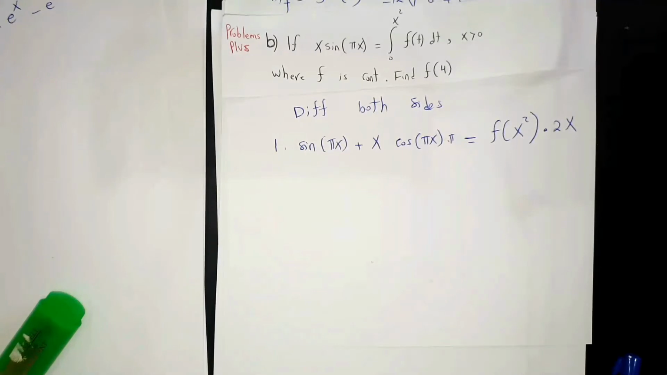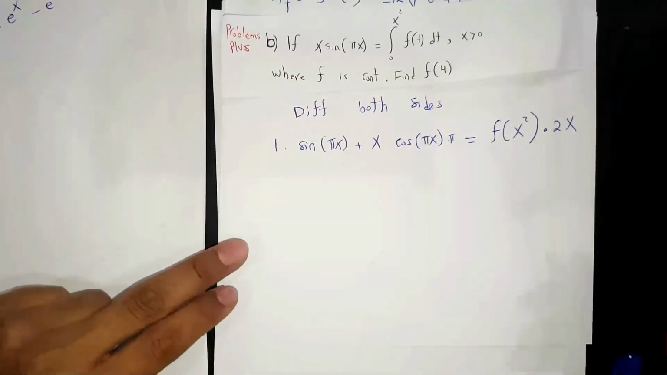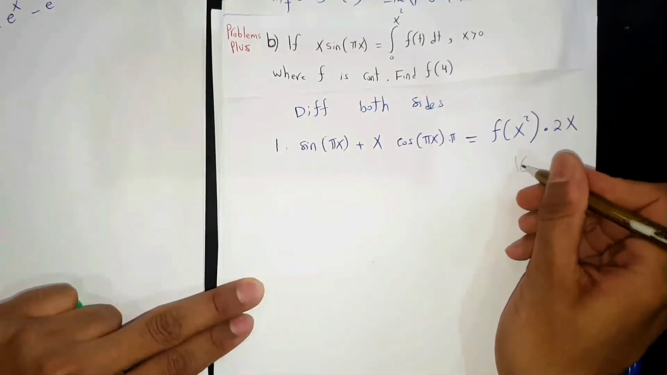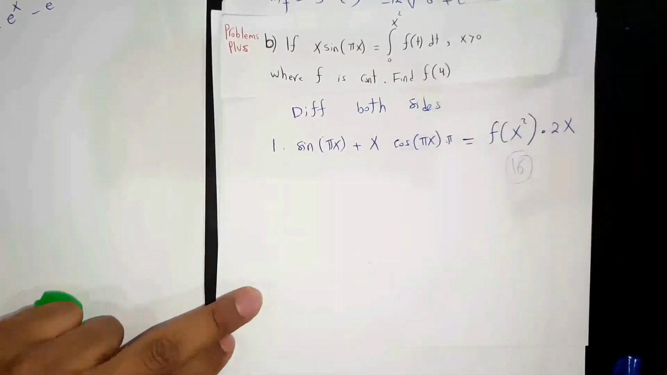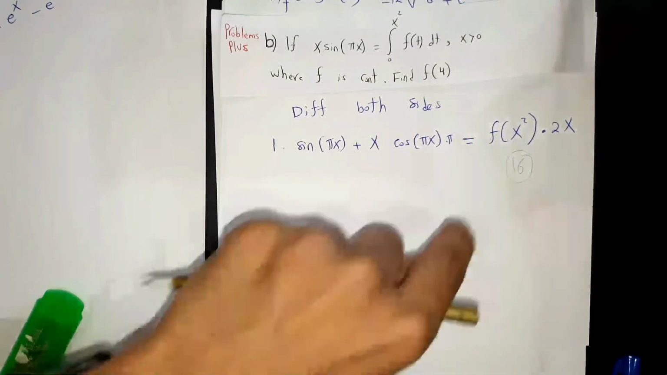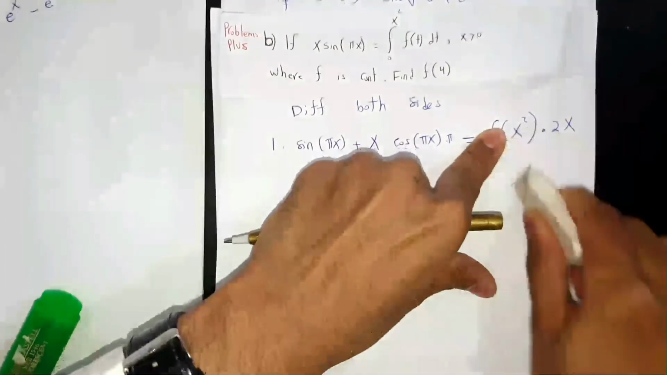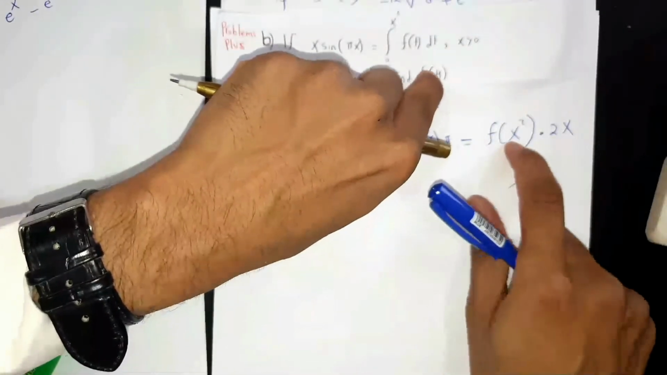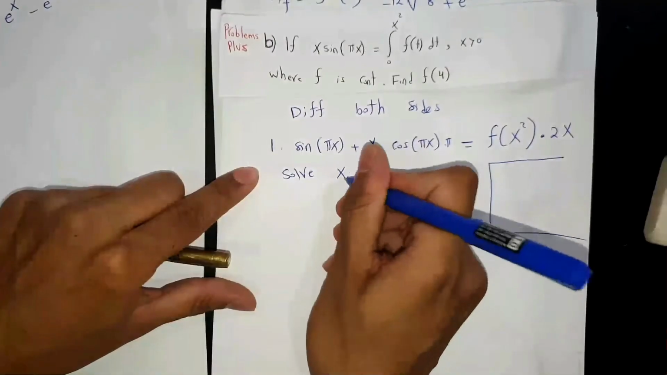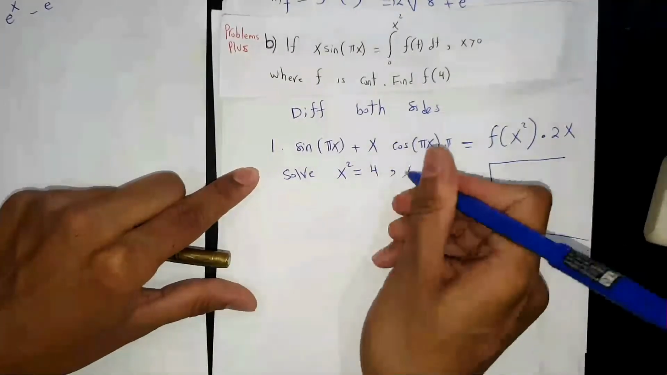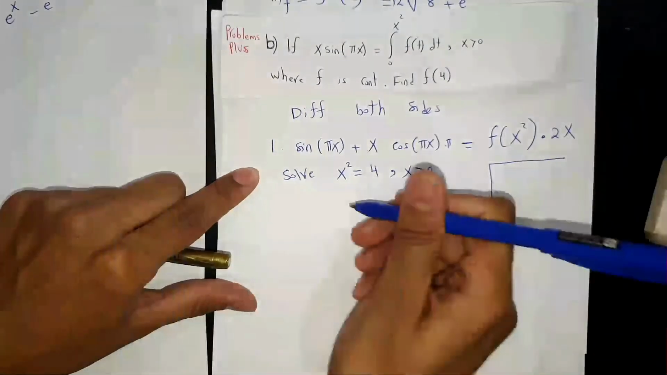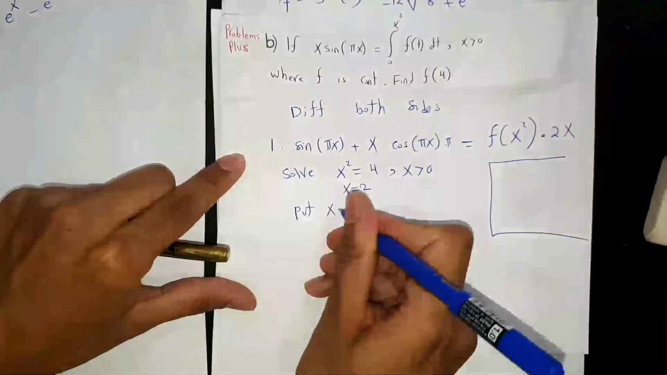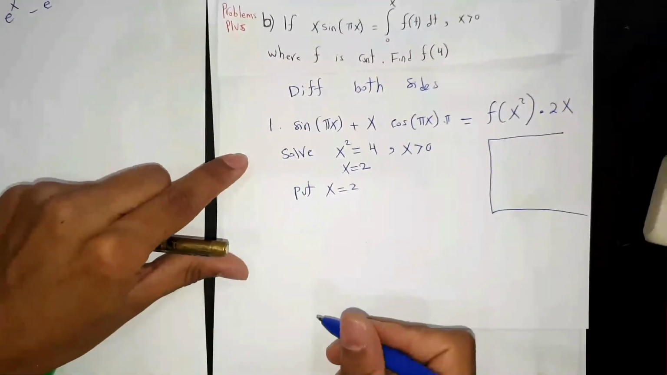Now, how can we proceed? He said we need f of 4. Usually the students will substitute by 4. If you substitute here, you will get what? F of what? F of 16. But in the question he said, I need f of 4. So what shall we do here? The trick is simple. You just equate x squared by 4. Solve x squared equal to 4, where x is positive because this is a condition. For sure we will get x equal to 2. So I will say put x equal to 2 in the last equation, and here's the solution.